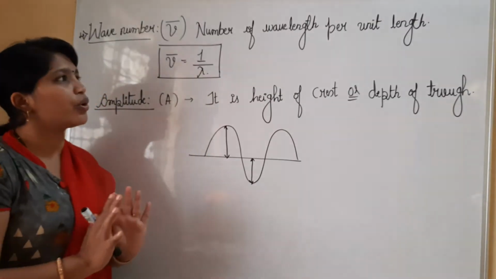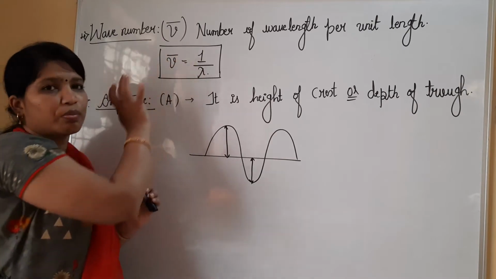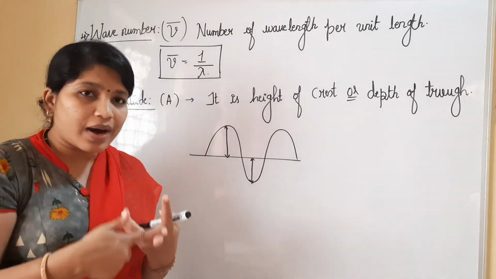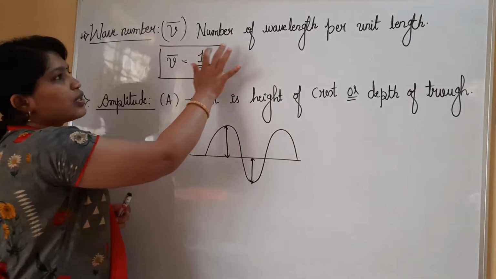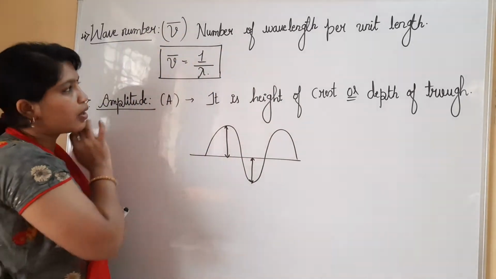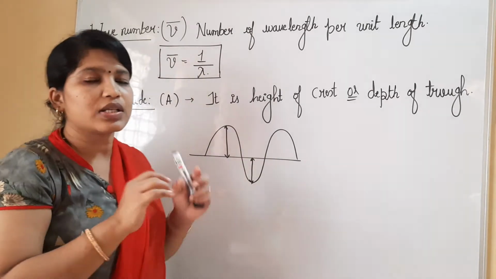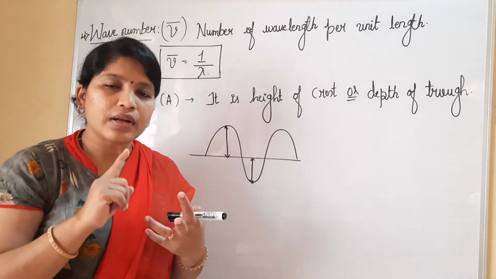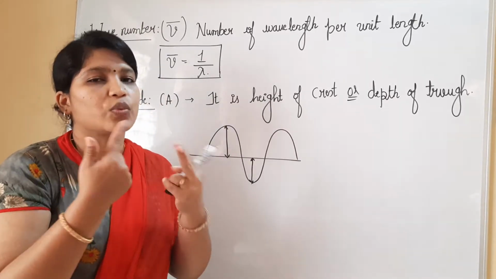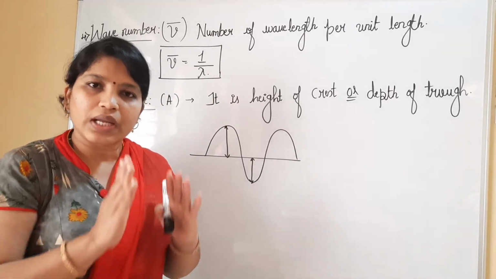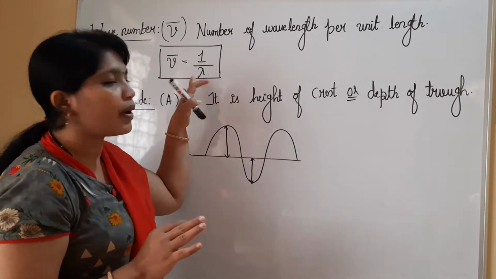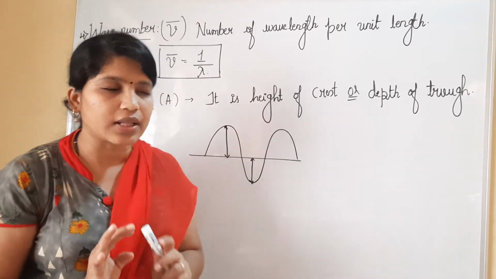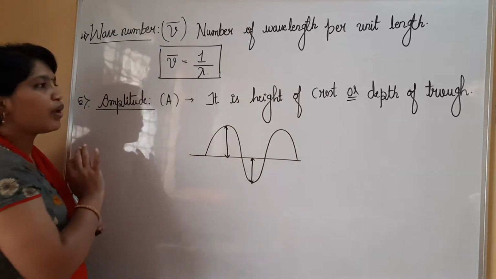And wave number you are going to represent as nu bar. Nu is nothing but frequency. Then nu bar, if you write, is referred to as wave number. Wave number is nothing but 1 by lambda value. So always remember, nu bar, that is called wave number, is 1 by lambda. If wave number increases, then what happens? Lambda value is going to decrease. They are inversely proportional to each other. So this is all about the wave number.